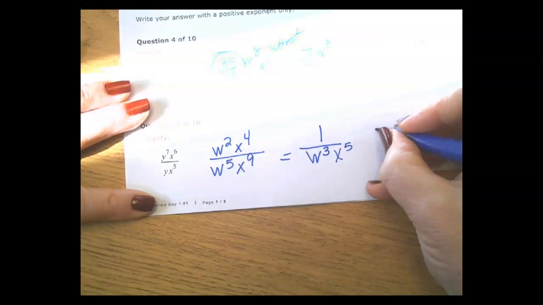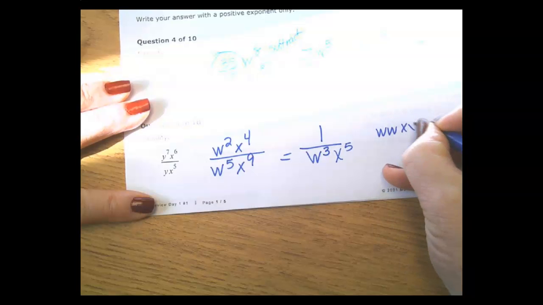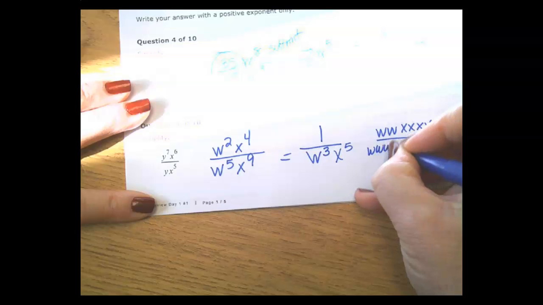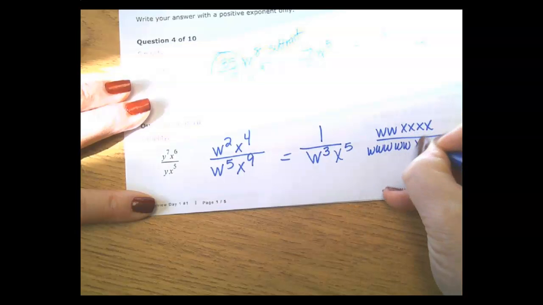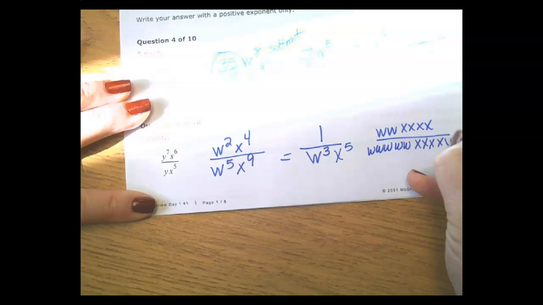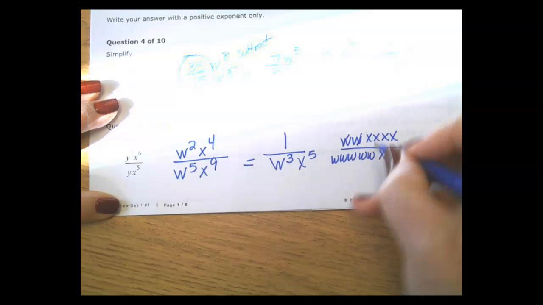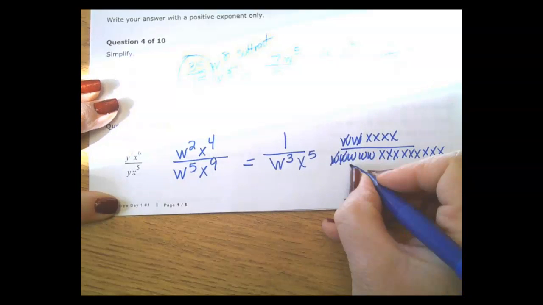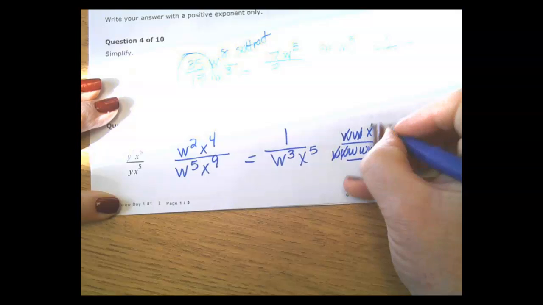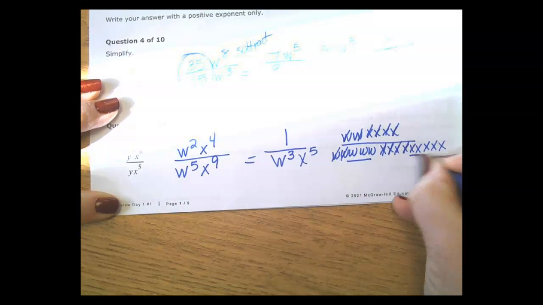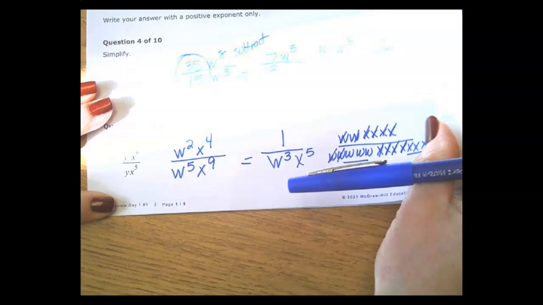If I wanted to expand this, I think I got it. Okay, 1, 2, cancel out. 1, 2, cancel out. I'm left with 3 on the bottom. 1, 2, 3, 4 cancels out. 1, 2, 3, 4. I've got 5 left over on bottom. So you can always expand those.